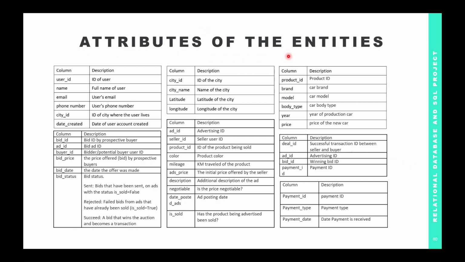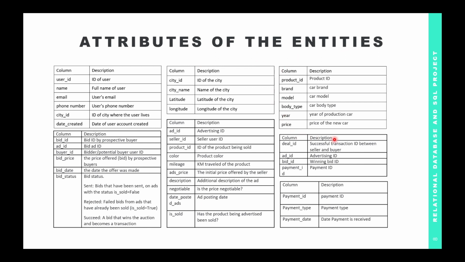These are the attributes of the entities that we described previously. The first one is the users table. The attributes are user ID, name, email, phone number, city ID, and date created. Date created is the date when the user first created the account on the website. And then we have cities. The cities table has city ID, city name, latitude and longitude columns.